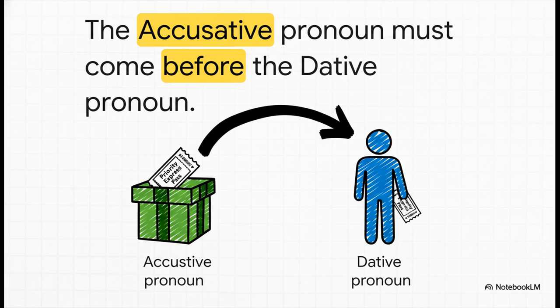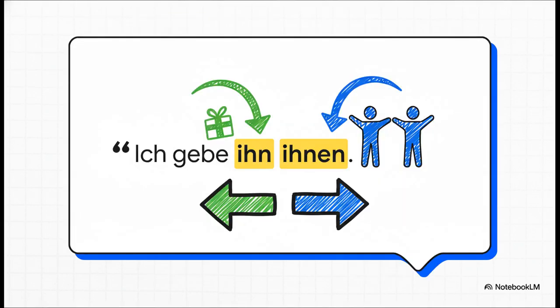When you have two pronouns, the accusative one, the thing, comes before the dative one, the recipient. And this example shows that switch perfectly. Ich gebe ihn ihnen. I give it to them. Check it out. Ihn, our green accusative pronoun, is now standing right in front of ihnen, our blue dative pronoun. That is the complete opposite of what we learned with two nouns.